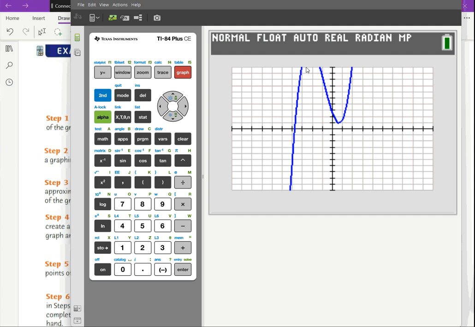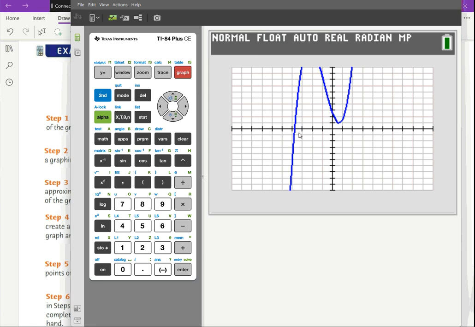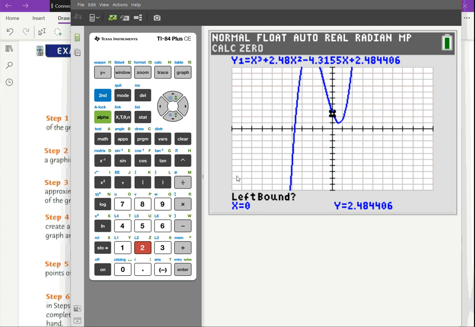But our goal here, in step number 3, since we've already graphed it, is to use the graphing utility to approximate the x and the y intercepts. So let's figure out where the intercepts are going to occur. It looks like along the x-axis there's only one intercept here. So we're going to do second trace, and we're going to figure out the zeros of the function. So we're going to do number 2, the zeros and the roots of the function.